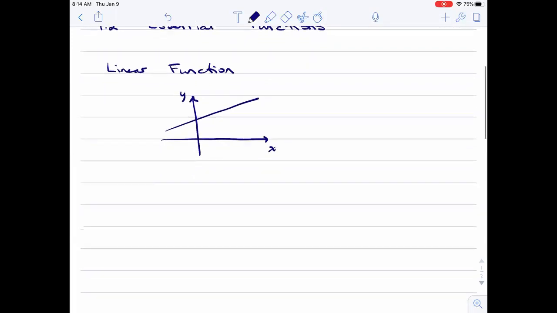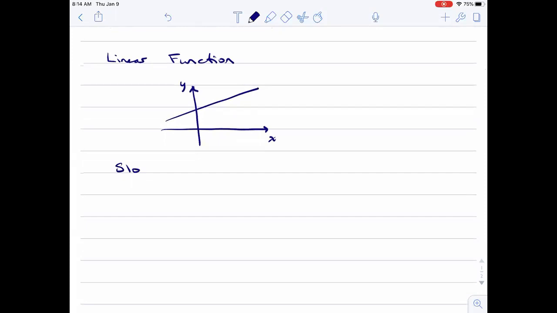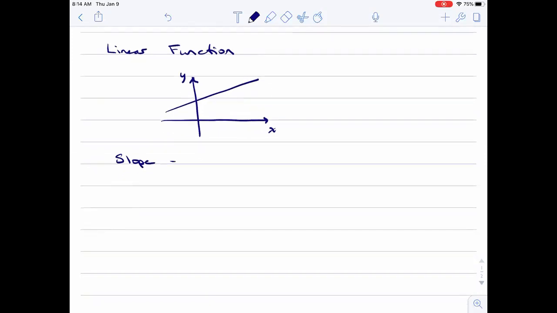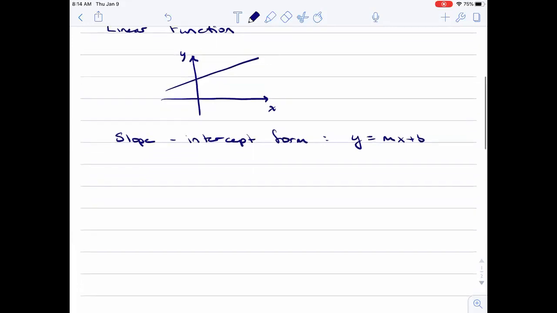So a linear function, there's two ways actually to talk about a linear function. The slope-intercept form, y equals mx plus b, where m is the slope and b is the y-intercept. If we don't know what the intercept is, but we know another point, it's going to be easier to just use the point slope form.